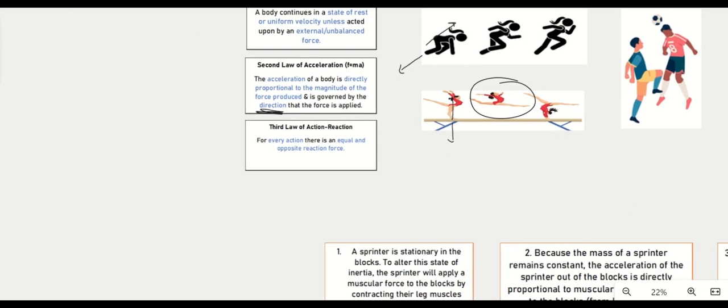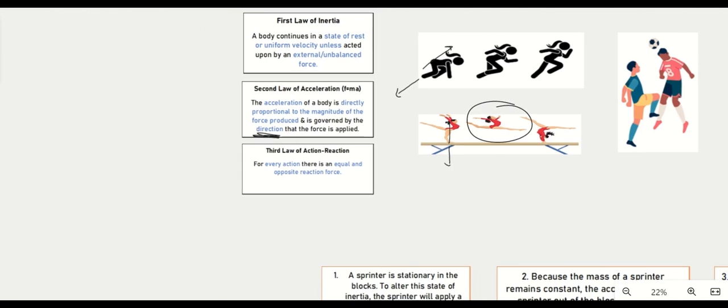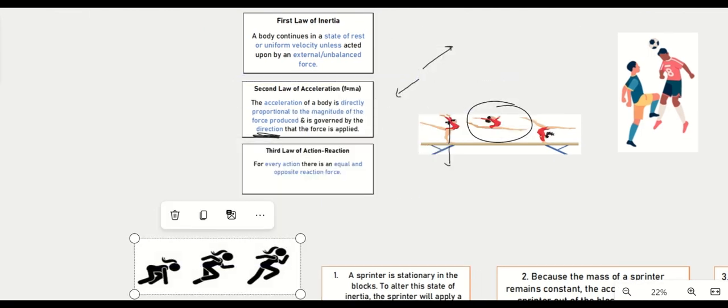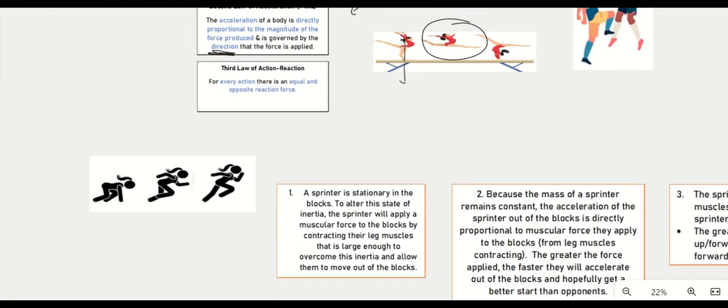Okay, if I just move, can I move my sprinter? Hang on. Yeah, let me move my sprinter down here. Let's make this a little bit bigger.